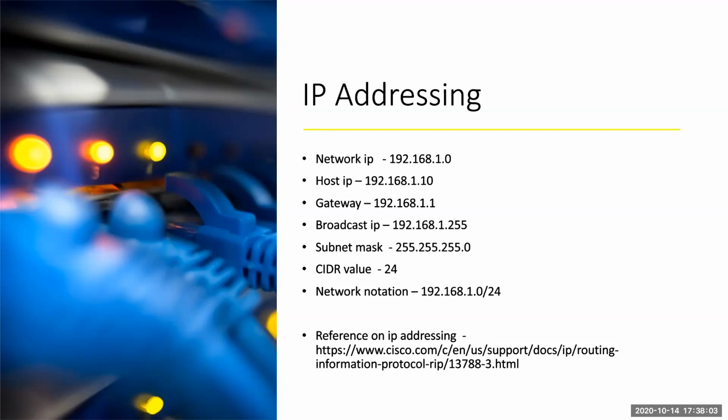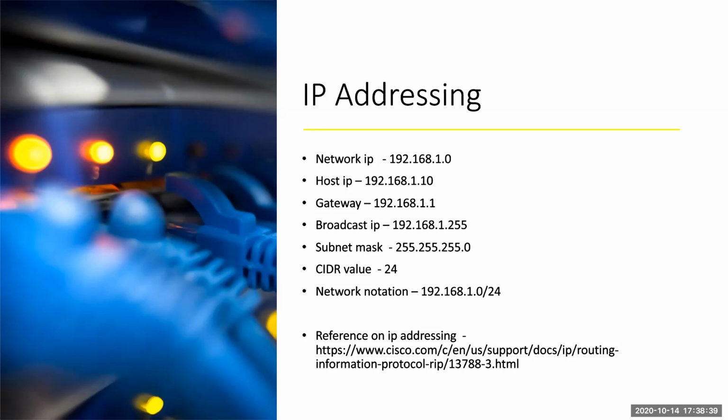So a network IP may be 192.168.1.0. This is just an example of how things would be. There's a network IP, the network ID. There's a host IP that is given to a host or a user or maybe a printer or anything. There's a gateway. Everybody knows what a gateway is. Then there's a broadcast IP, where if we ping that address, the broadcast message is sent to all the IPs in the same subnet. And there's a subnet mask that determines how many users are available in that particular network.